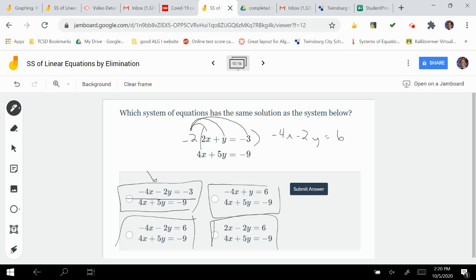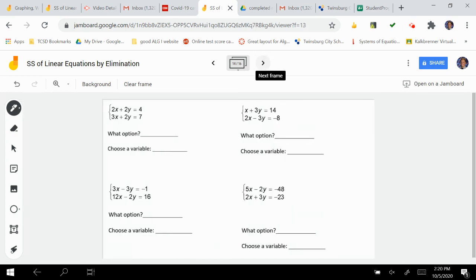So I'm looking for that manipulation, which is right here. All right, so they forgot to distribute to that constant. Here they forgot to distribute to that y term. Here they forgot to distribute to that x. So by process of elimination, we have that being our answer choice.